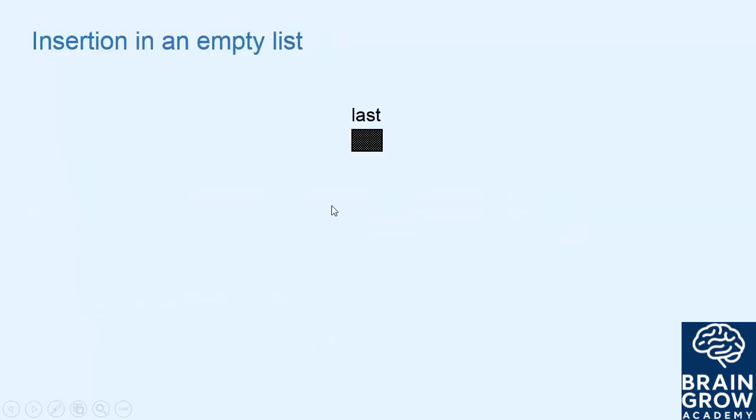Now let's see how we can insert in an empty list. For an empty list, last is null. We allocate a new node. Now this is the last node of the list. So last should refer to this node. We write last equal to temp.